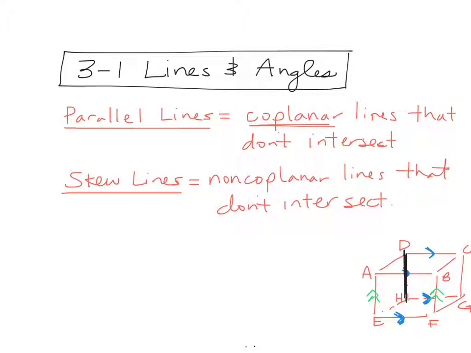So like DH and EF, right? Those will never meet up because the DH is going to pass behind the EF. That's what skew lines are. Do you see that? Yes, no, maybe? They'll never meet, but they also aren't in the same plane. So they're not parallel.